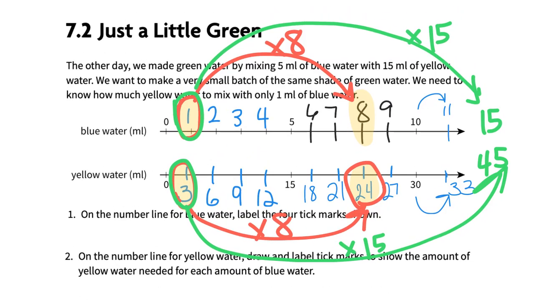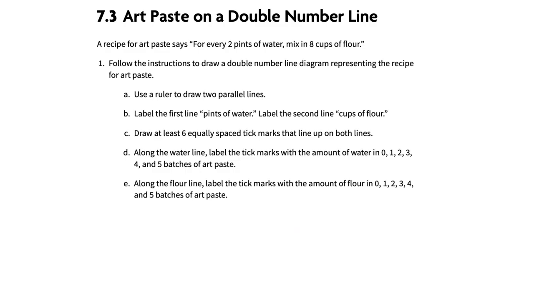I love that. So here they are telling us that there's this recipe that for every 2 pints of water, you're going to have 8 cups of flour. So there's your recipe for this art paste. And these are all the directions that tell us how to create a double number line for this relationship. And they do want us to identify that the first line is water, the second line is flour. And then they want us to go and design it.